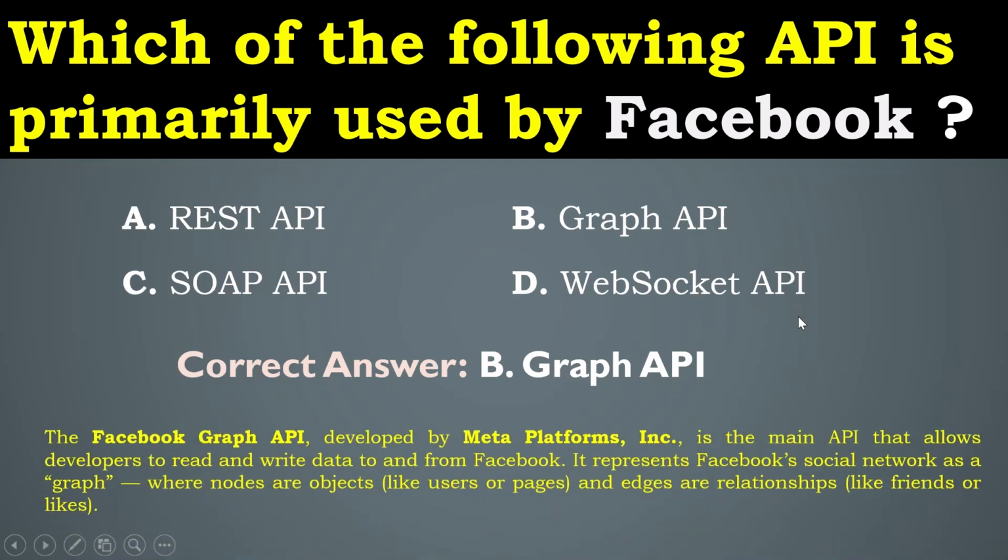The Facebook Graph API, developed by Meta Platforms, is the main API that allows developers to read and write data to and from Facebook. It represents the Facebook social network as a graph, where nodes are objects like users or pages and edges are relationships like friends or likes.